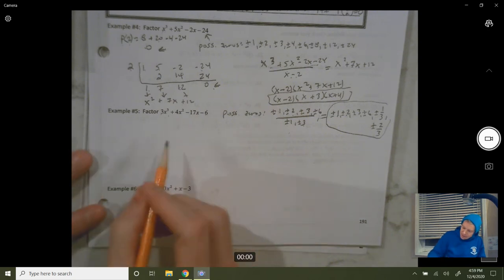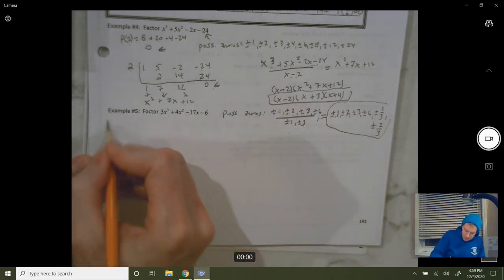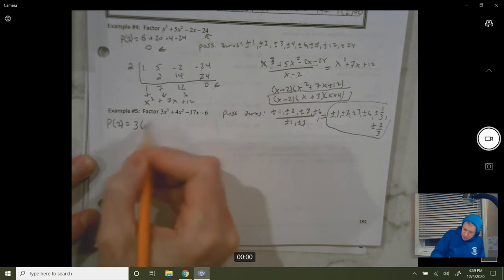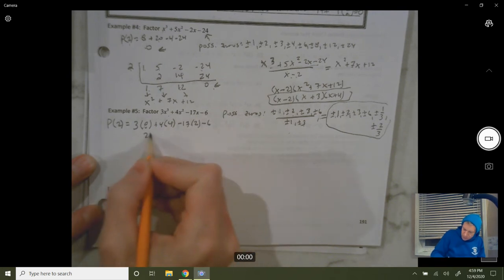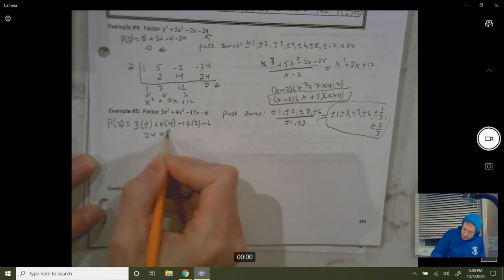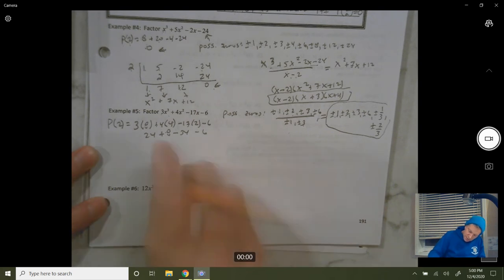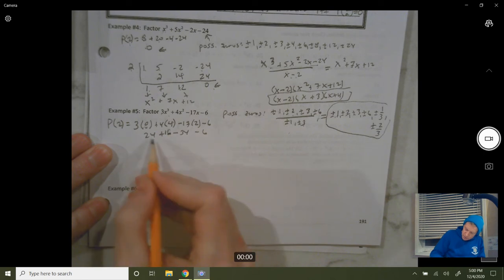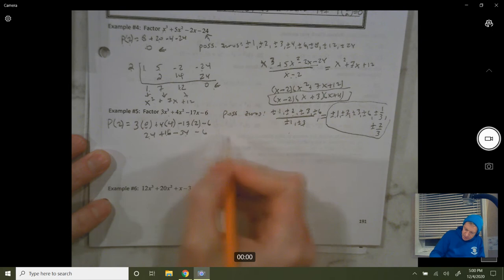So if you start testing, I would start with 1, then negative 1, then 2. The first one I found, this one again, 2 is the one that worked. So 3 times 2 cubed plus 4 times 2 squared minus 17 times 2 minus 6, you get 24 plus... sorry, 4 times 4 is 16. So that gives me 24 plus 16, 40 minus 34 minus 6, you get 0.